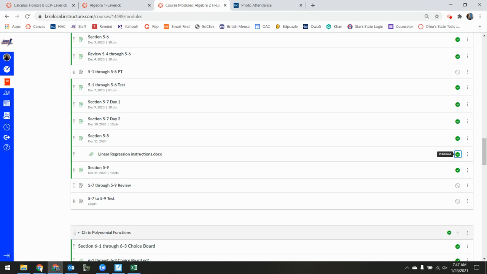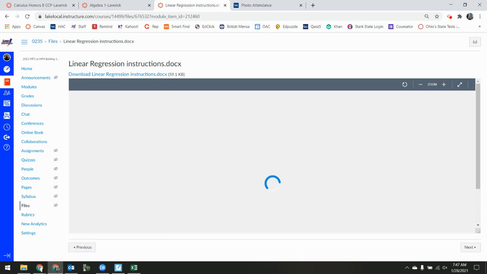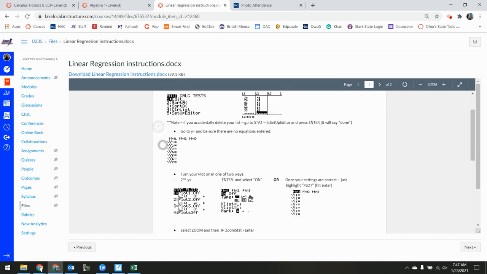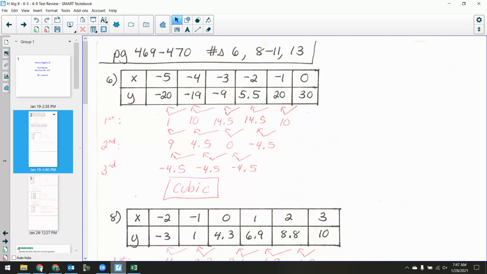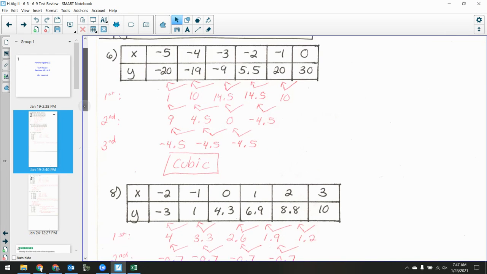If you want the linear regression instructions, in case you don't remember how to do that, it's this page with all the screenshots on it. Some of you, I bet, still have that. The only difference between what is on that page and what we're doing now is that instead of linear regression, we're doing quadratic, cubic, and quartic regression, picking out which one is the best fit by taking the R² value.